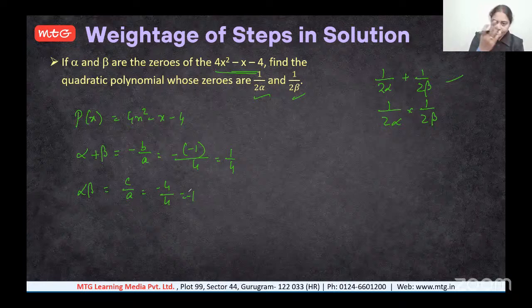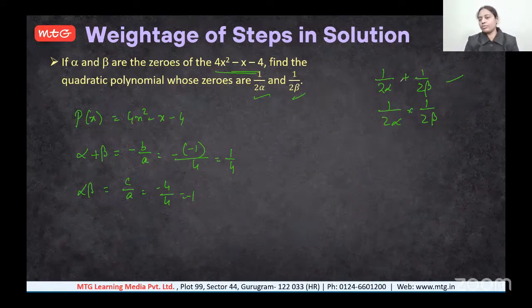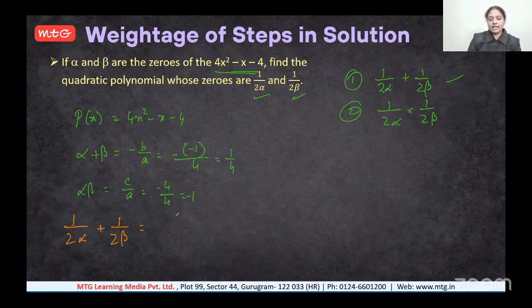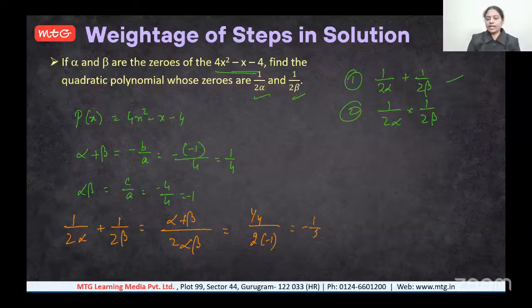Now I have alpha plus beta with me, and I have alpha beta. I have to find 1 by 2 alpha plus 1 by 2 beta, and 1 by 2 alpha into 1 by 2 beta. How will I do that? Let's do it one after the other. Here I want 1 by 2 alpha plus 1 by 2 beta. If I take the LCM, this is alpha plus beta by 2 alpha beta. What is the alpha plus beta value? 1 by 4. What is 2 times the alpha beta value? Minus 2, so the result is 1 by 4 divided by minus 2, which is minus 1 by 8.